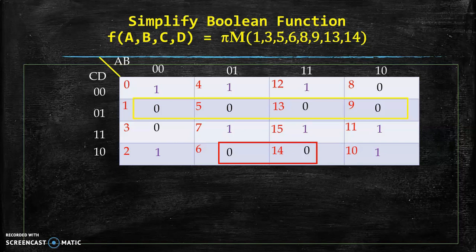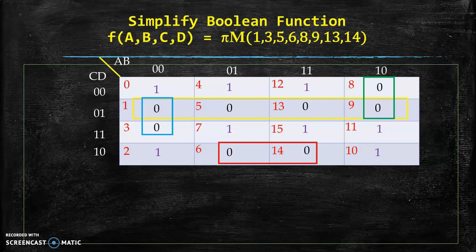We have one horizontal independent pair of cells 6 and 14. Then we have one vertical pair that is overlapped, cell numbers 8 and 9, and another pair that is also overlapped with cell numbers 1 and 3. So we have a total of 4 groups. We have one quad and 3 pairs. In case of a quad, we can eliminate 2 variables. In case of a pair, we can eliminate only one variable.